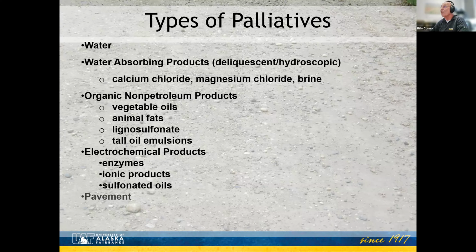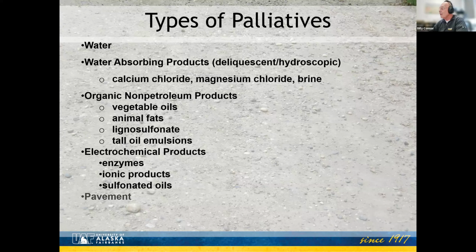We have organic non-petroleum products, and these include vegetable oils, animal fats, lignosulfonates, and tall oil. Lignosulfonate is a material that's made out of a byproduct from the paper industry. Tall oils are the pitches that come out of pine trees, and it is produced out of that. The one that I would not use in all of these is the vegetable oils.